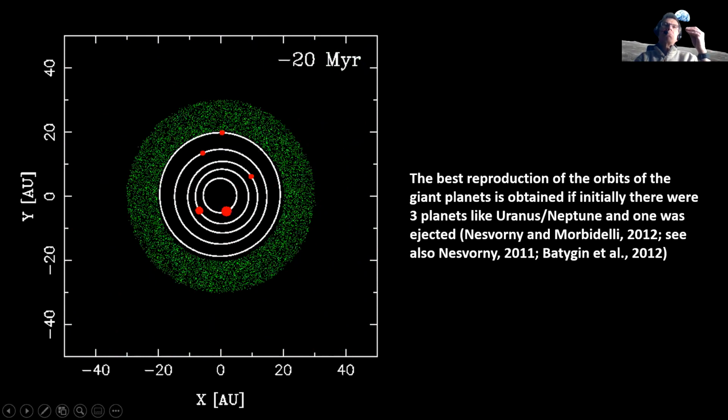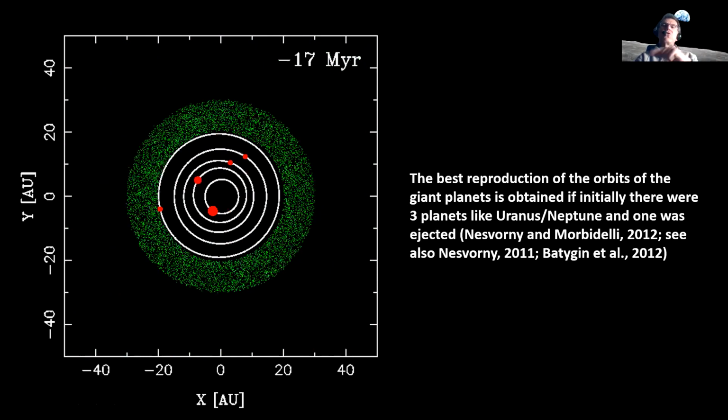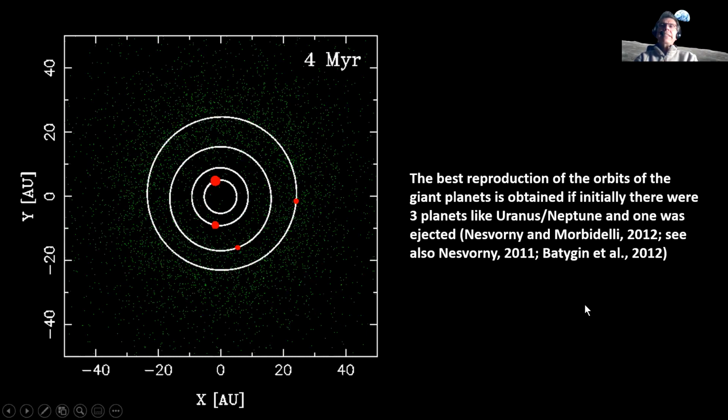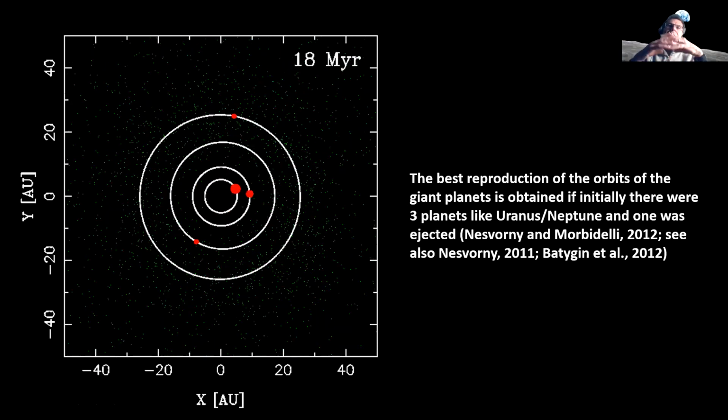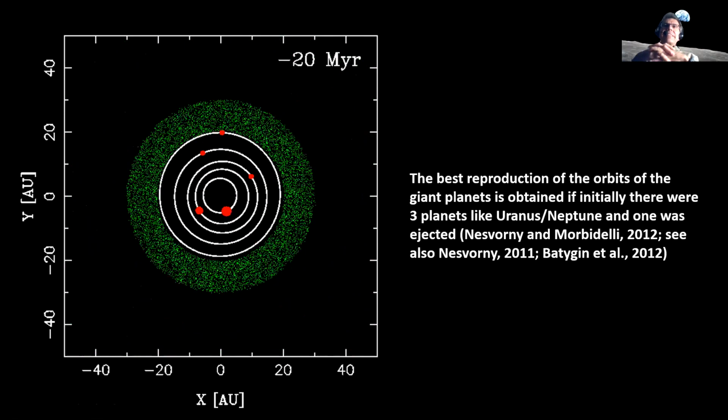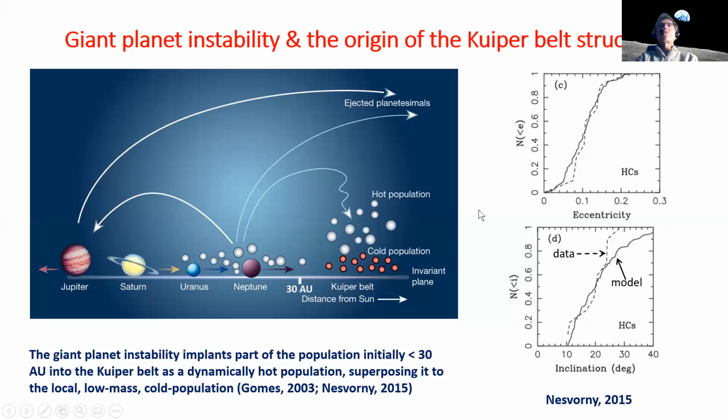Now, the real smoking gun for this kind of evolution having really occurred in the solar system is that it explains this very complex dynamical structure of the small bodies populations in the outer solar system that I described in the first part of my lecture. So let's start from the Kuiper belt. Remember, the Kuiper belt is made of a cold population and a hot population. And the idea is that the cold population, which is low inclination, low eccentricity even now, is a sort of local, small mass, primordial planetesimal population.